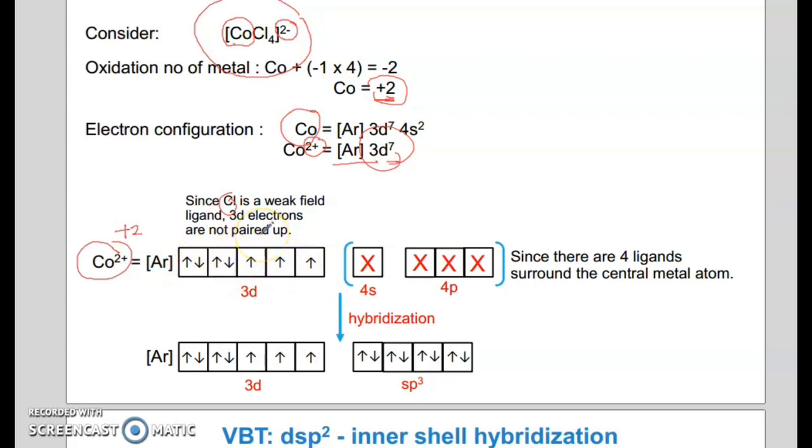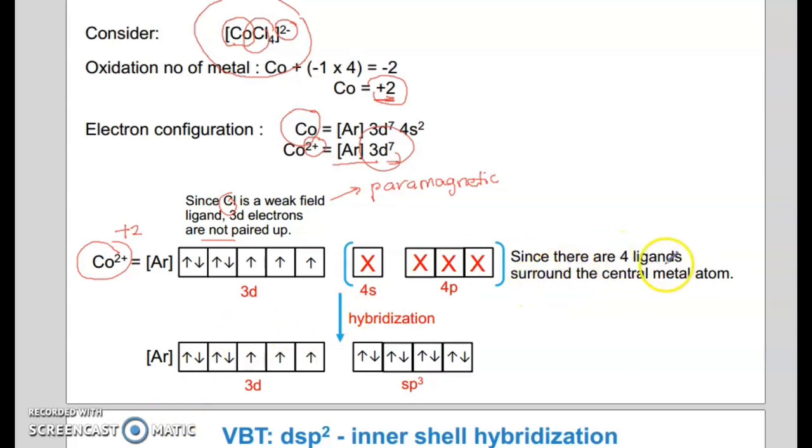Then we look at the ligands. Because the chlorine ligand is a weak field ligand, you do not pair up the electrons. Meaning that the weak field ligand complex is paramagnetic, compared to the strong field ligand, which tends to be diamagnetic.